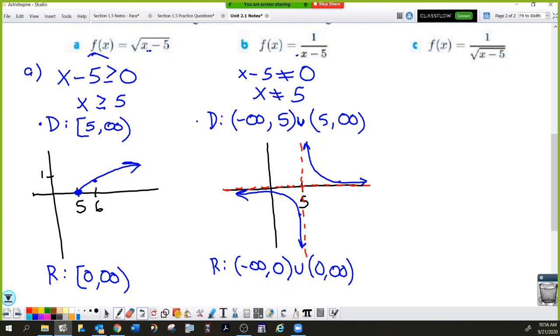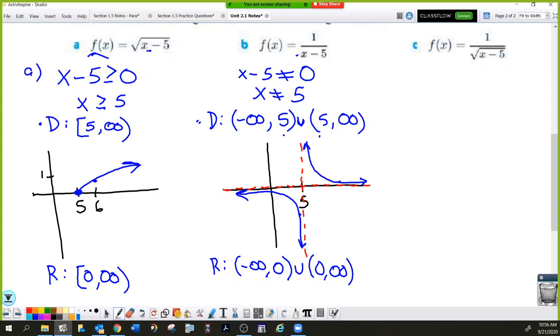Well, I'm sorry, up here. I'm allowed to plug in numbers to the left of 5, which is what this says. I'm allowed to plug in numbers to the right of 5, which is what this says. But I have to put a little union there because I can't include 5. Now this one is a square root. You can't take the square root of negative numbers. So nothing exists to the left of x equals 5.